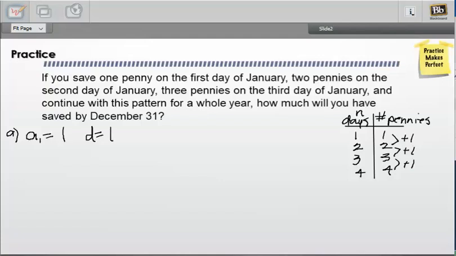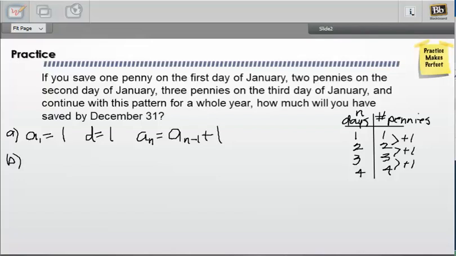So for my recursive formula, remember, this is how we write it out every time. A sub n equals, and this A sub n minus 1 means I'm depending on the previous term. So day 2 is dependent on day 1. Day 3 is dependent on the term for day 2. And so on. And then I'm adding 1 to that every day. So that's my recursive formula.